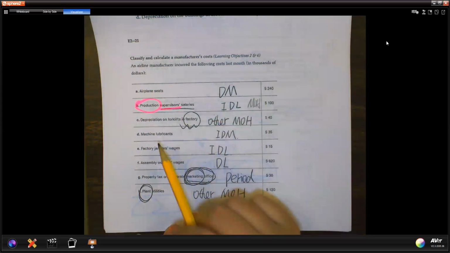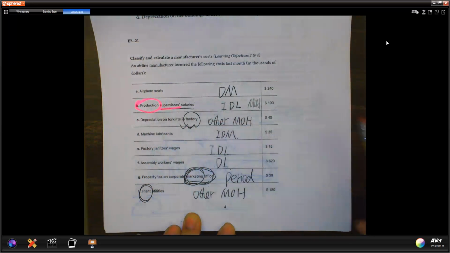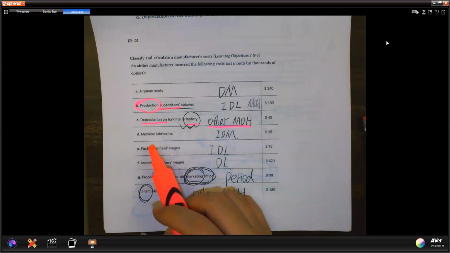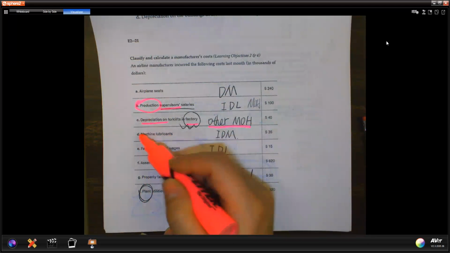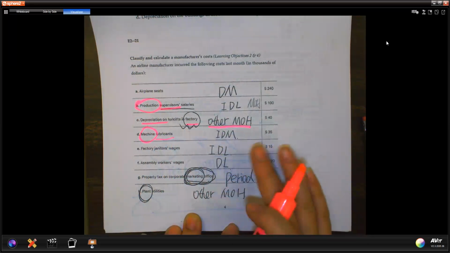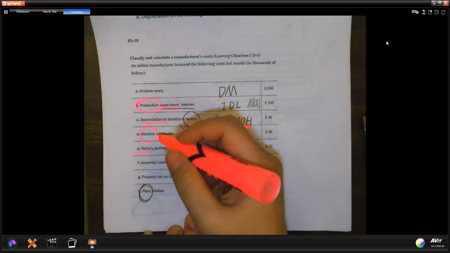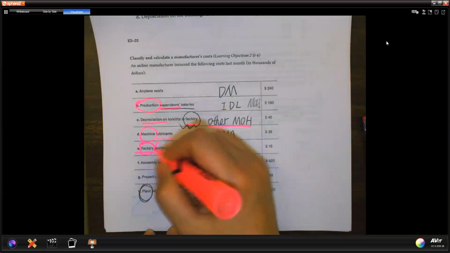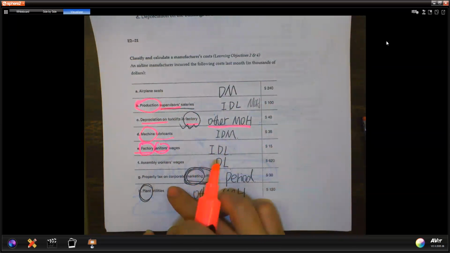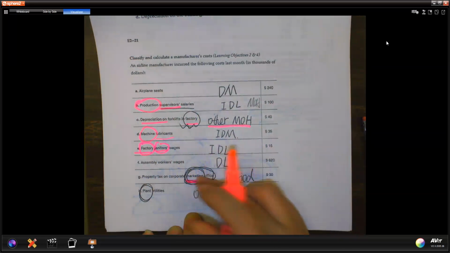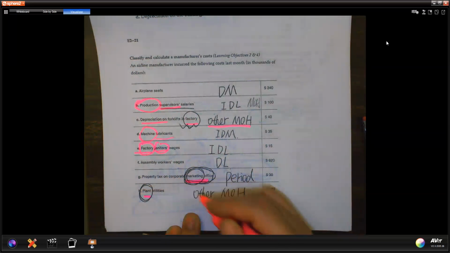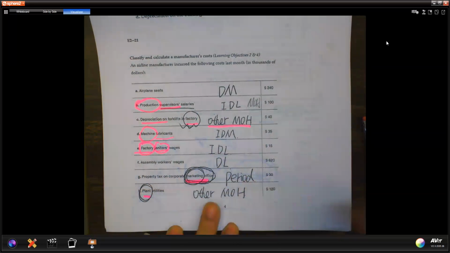Indirect labor, manufacturing overhead. Depreciation, we talk about that in the factory, depreciation on the factory, so that's other manufacturing overhead. Machine lubricants, that's indirect material. The keyword is machine, right? And then the lubricants, you should know, is indirect material. Factory janitor's wage, so factory janitor, that's our indirect labor. Sample worker, that's direct labor. Property tax on corporate marketing, if it's marketing, that's our period cost. Plant utility, that's our manufacturing overhead.